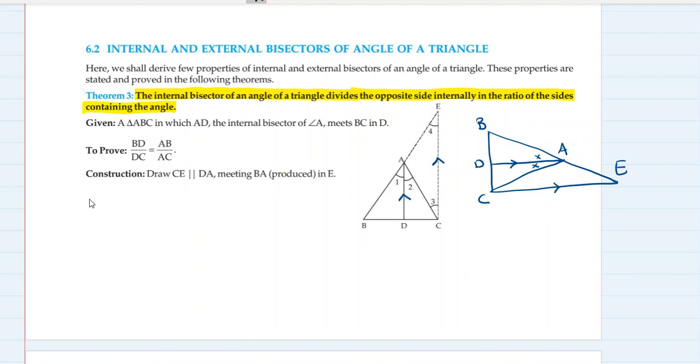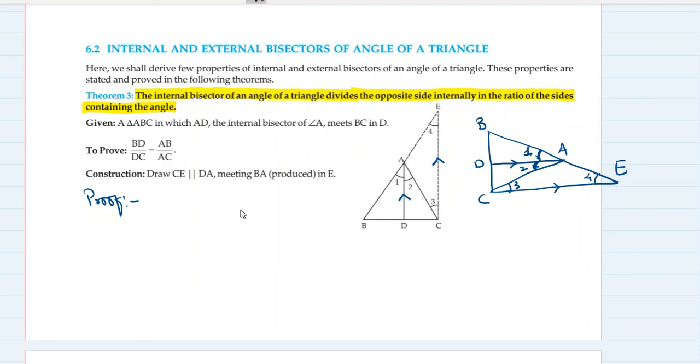Now I'm going to write the proof. How do I prove BD upon DC is equal to AB upon AC? It is very easy. See, the first thing: just as they have given numbers to the angles, we can also give numbers to the angles. This one they have given number 1, we will also give number 1. This angle they have given number 2, we will also give number 2. This is number 3 and this is number 4.